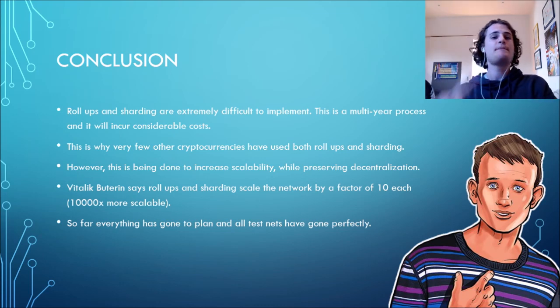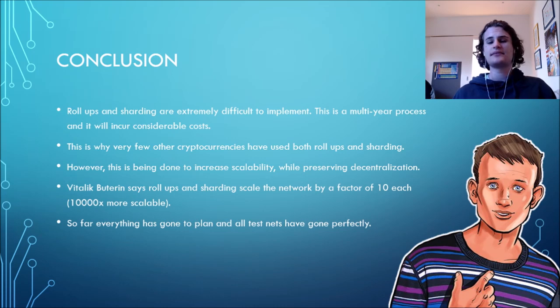However, Ethereum has the biggest network effects and so far everything has gone absolutely perfectly with the beacon chain. There have been a couple of delays, however it's gone really, really well, and if you actually look into ETH 2.0, you understand it's gone quite well. So, few other cryptocurrencies have used both rollups and sharding just because it's really difficult to implement rollups and sharding for ETH 2.0. However, this is being done to increase scalability while preserving decentralization, so it is inherently difficult.